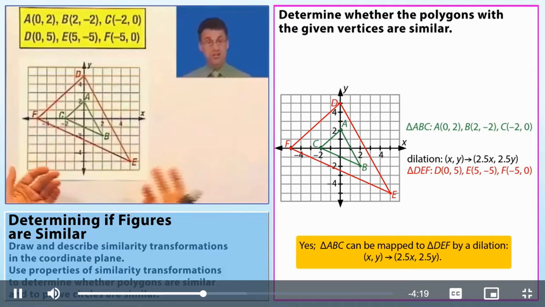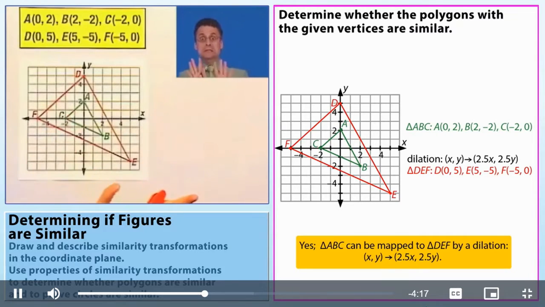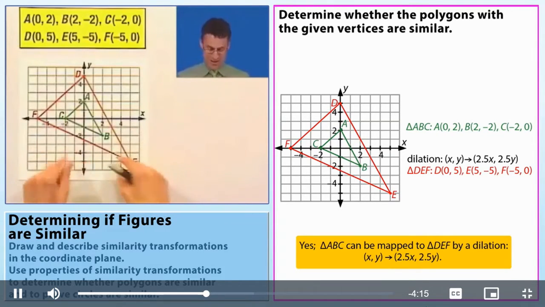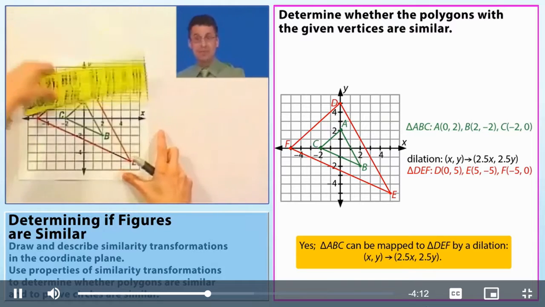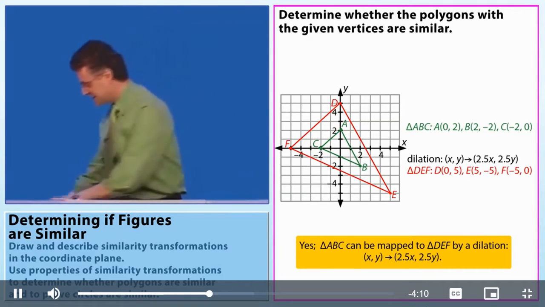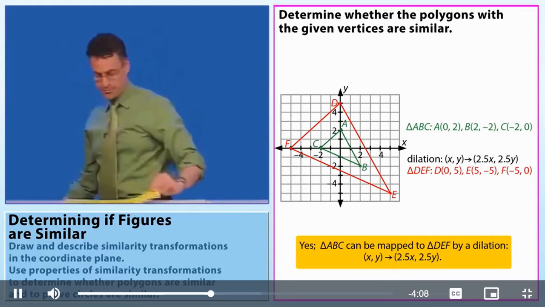These two objects are, in fact, congruent. Not congruent, similar, right? You can see they're not congruent. Why would anyone say that? Let's take a look at another example together and see this idea in action.